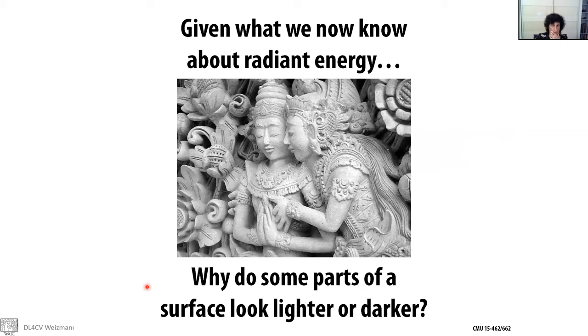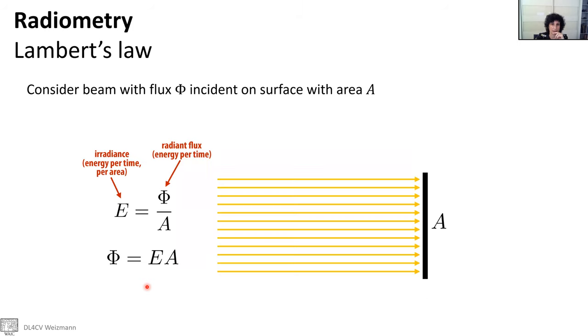Now, I would like to answer the question that I raised before. We already know what radiant energy is, which falls on the surface. Why are some parts lighter and why are some parts darker? Does anybody have an idea? Okay, I'll try to answer. There is an issue which is called Lambert's law. Maybe you're familiar with it, and I'll try to explain what it means.